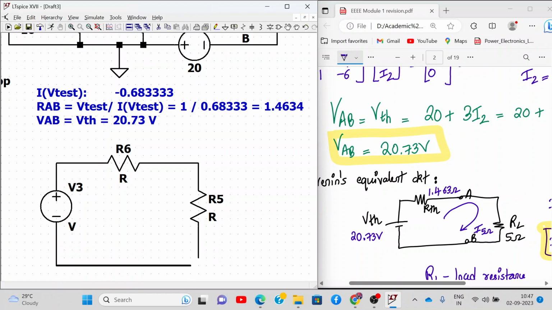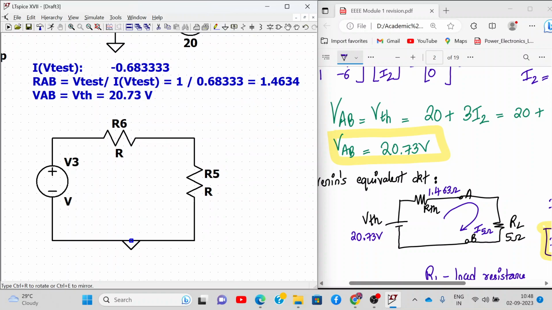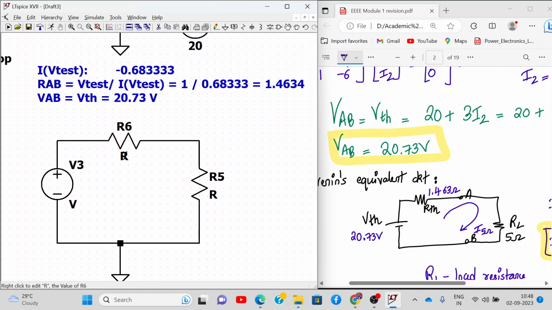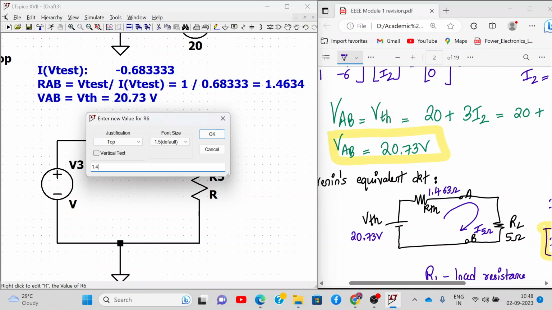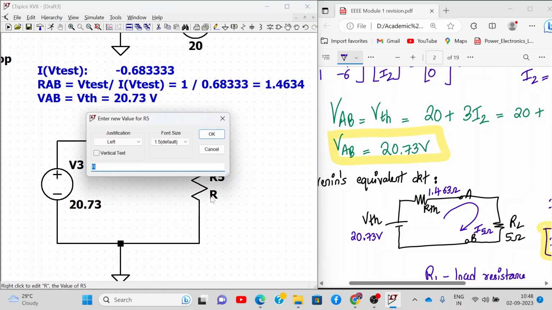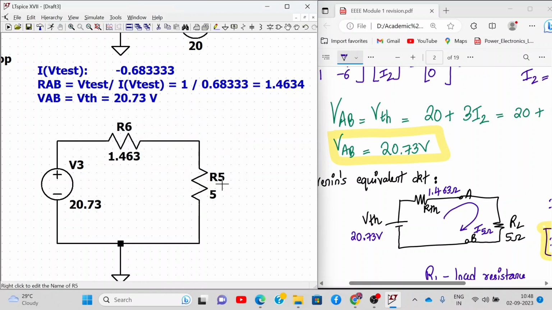Okay, connecting them with the wire. Also I need to add the ground. You can do that by watching this video again. I'll share you the link. Everything I'll share it with you all. 1.463. This voltage is 20.73, and the value of this is I of 5 ohm.